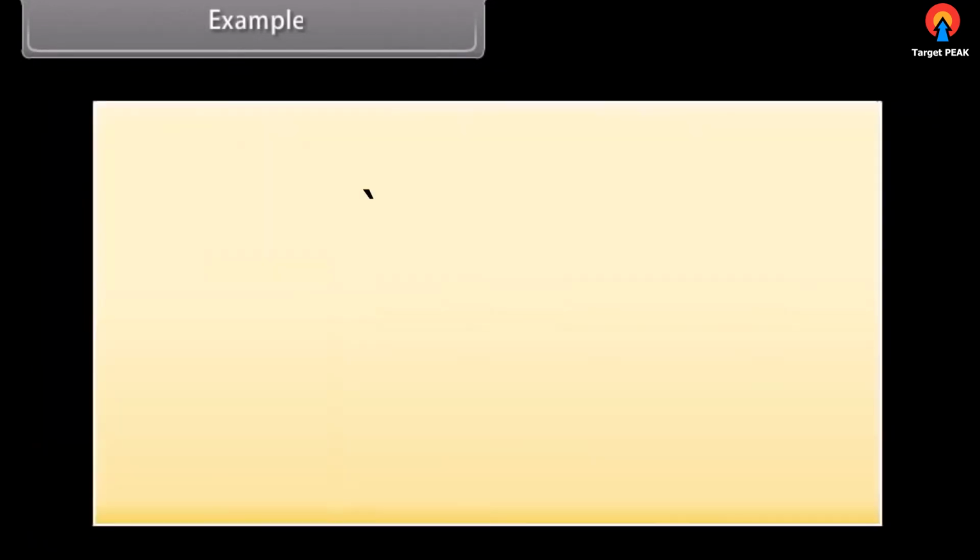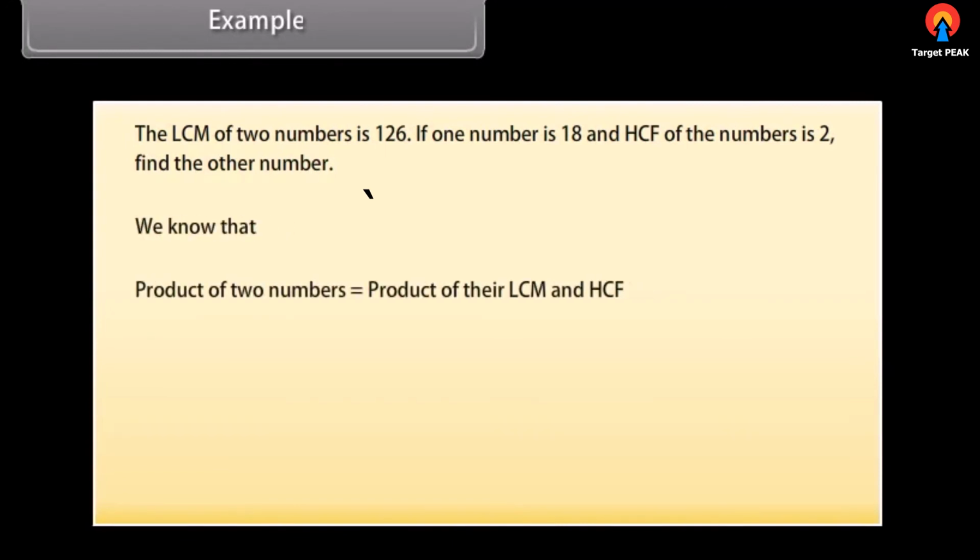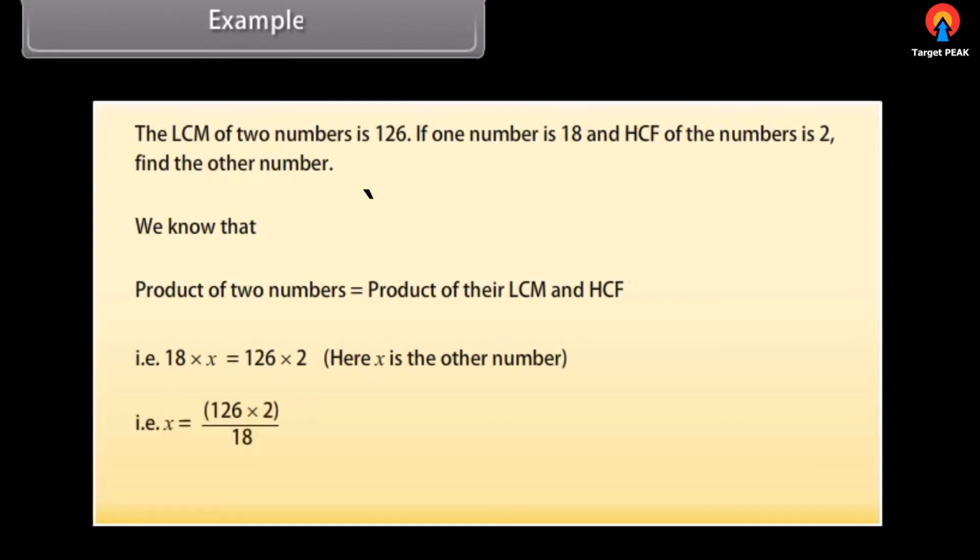Example: the LCM of two numbers is 126. If one number is 18 and the HCF of the numbers is 2, find the other number. We know that the product of two numbers is equal to the product of their LCM and HCF. That is, 18 into x is equal to 126 into 2. Here, x is the other number. That is, x is equal to 126 into 2 upon 18. That is, x is equal to 14.